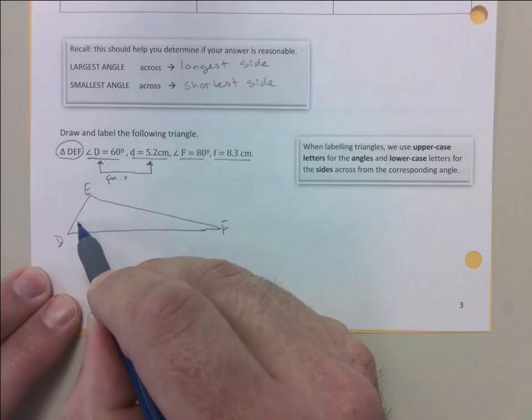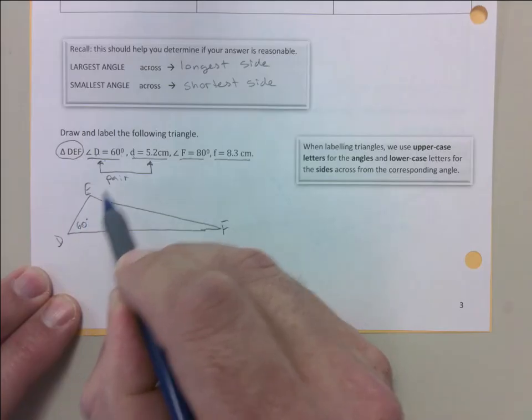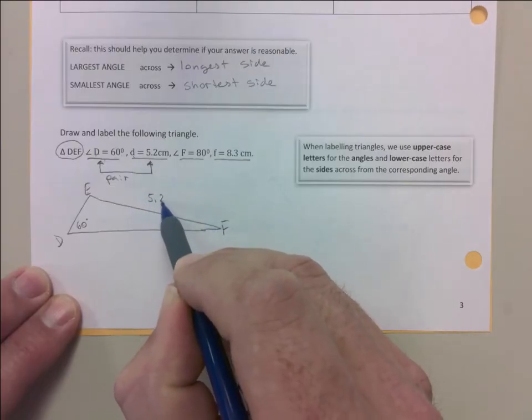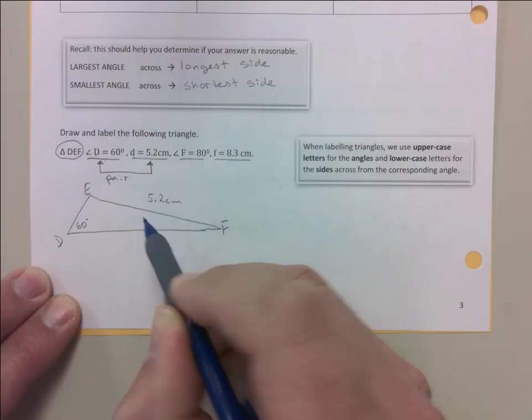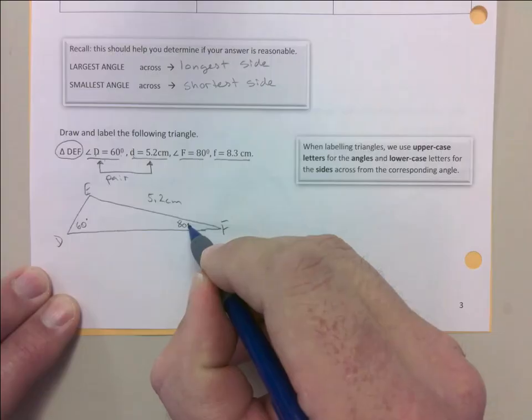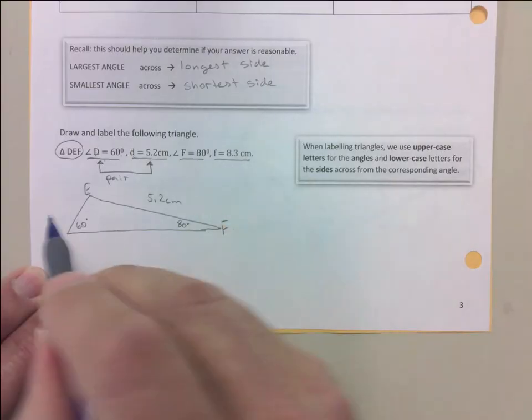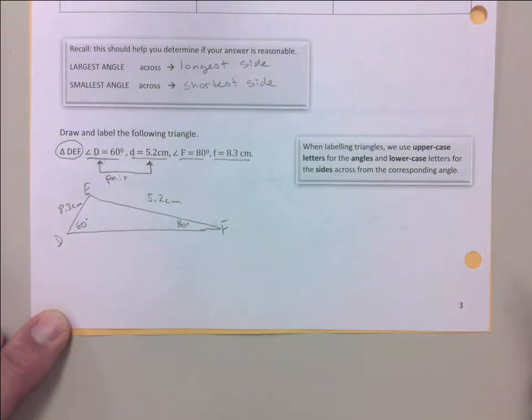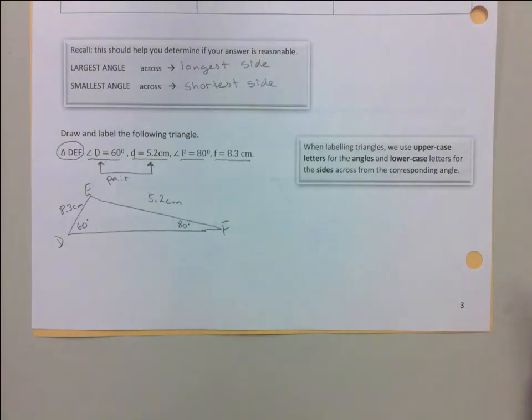Angle D is 60 degrees, so you fill that in. Side D is the whole side length, that's 5.2 centimeters, it's across. Angle F is going to be 80 degrees, and side F is 8.3 centimeters over here. All right, so that's just a little reminder. Let's go and actually use this to solve for a missing side.